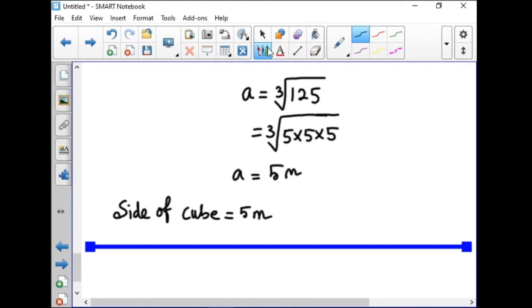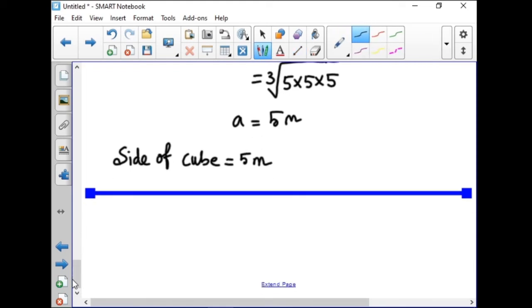Then the last problem, question number 9. Okay. A metallic cube with the side 15 centimeter is melted and formed into a cuboid. If the length and the height of the cuboid are 25 centimeter and 9 centimeter respectively, then find the breadth of the cuboid.